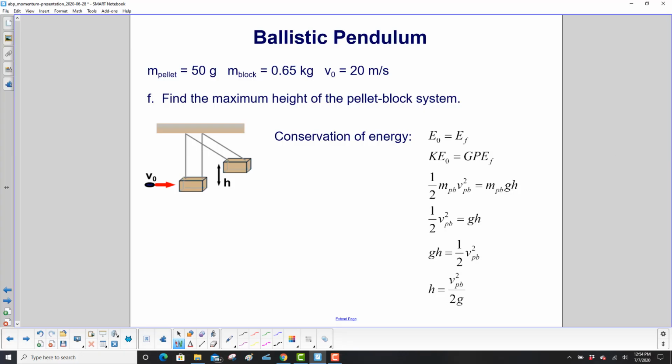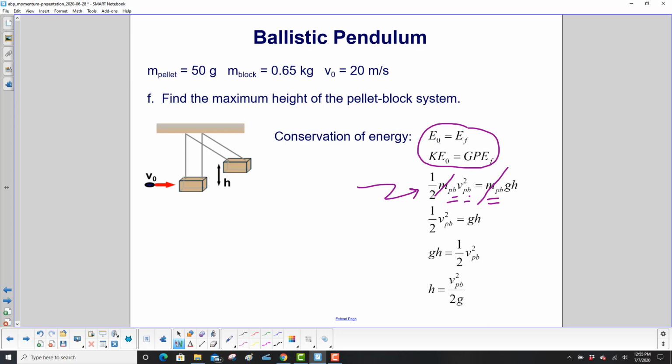So here we go. We did this step earlier in part E. Now we're going to substitute the value in for kinetic energy, and notice the subscripts here. It's the pellet-block system. And that's going to equal the mass of the pellet-block system times gh, right? KE equals GPE. Look what happens to the mass. The value here is not just number crunching. It shows you the physics behind it. The mass of this system does not matter.